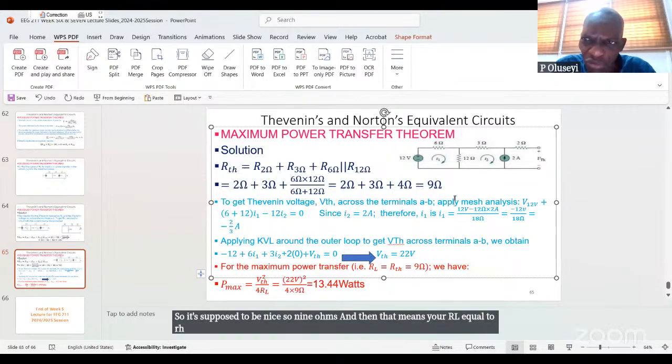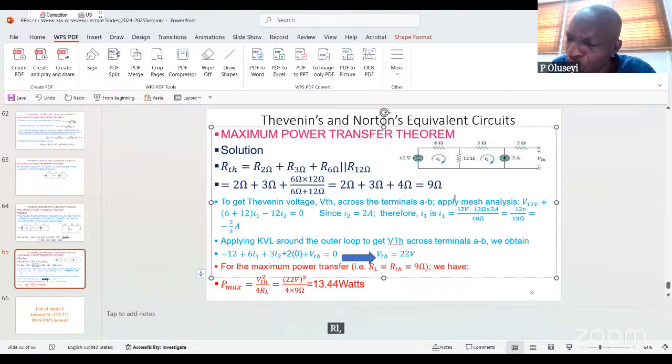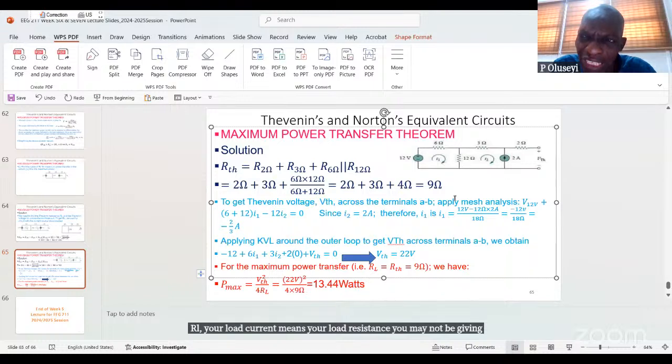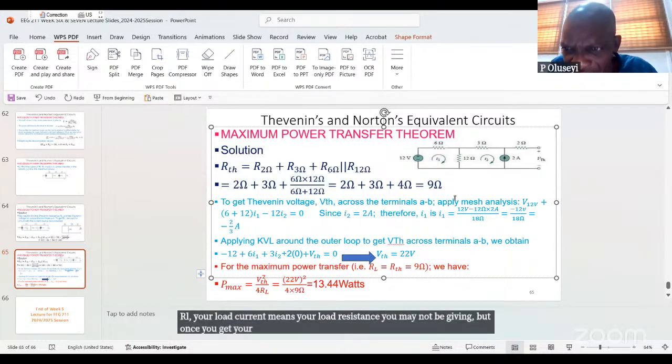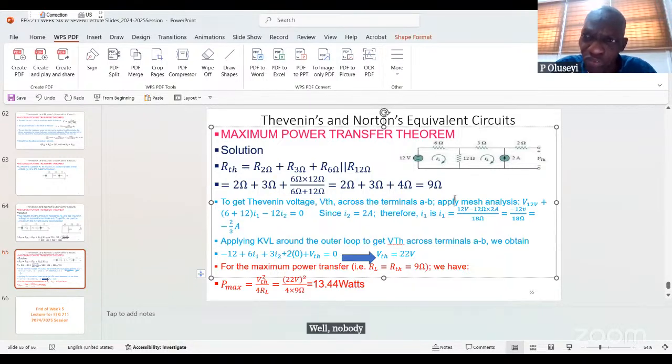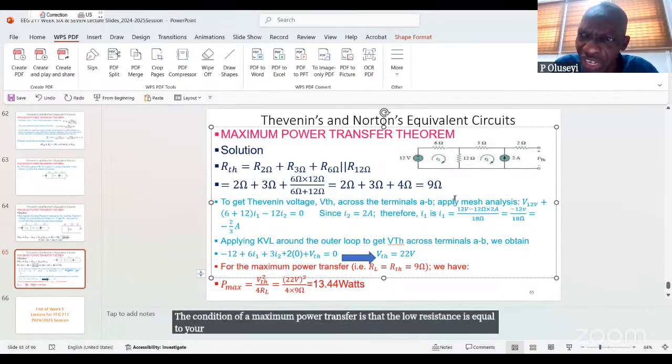In a number of times, you will not be given your RL, your load current, your load resistance. You may not be given, but you will get it once you get your Thevenin resistance. So don't ask questions that they said I should calculate this, but nobody offered me the value of load resistance. The condition for maximum power transfer is that the load resistance is equal to your Thevenin equivalent resistance. So please don't forget that.